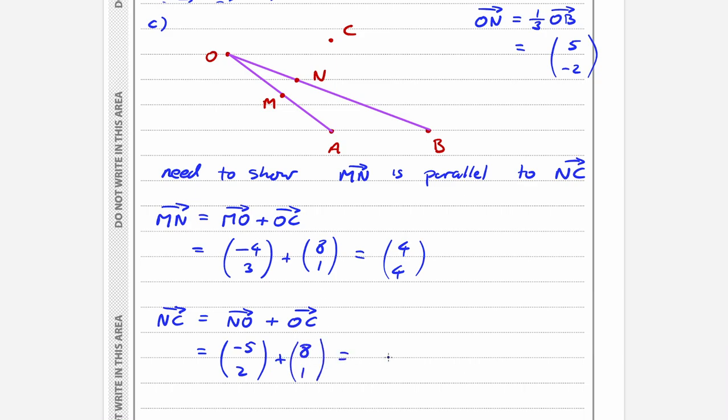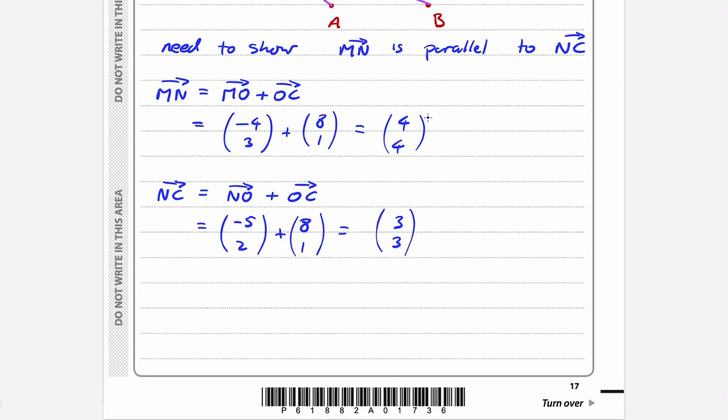Add these, and I get 3, 3. Now, hopefully you can recognize straight away they are parallel, because they're both going in the direction 1, 1, if you want to think of it like that, a 45-degree angle. But they are definitely parallel.